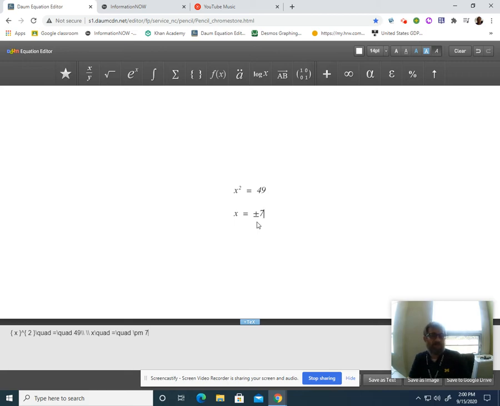This is different than asking for the square root. If I said, what's the square root of 49? The square root symbol implies positivity, so we would only answer positive 7. But because we're saying x squared equals 49, we get both answers. So we're going to use this idea here in just a minute.